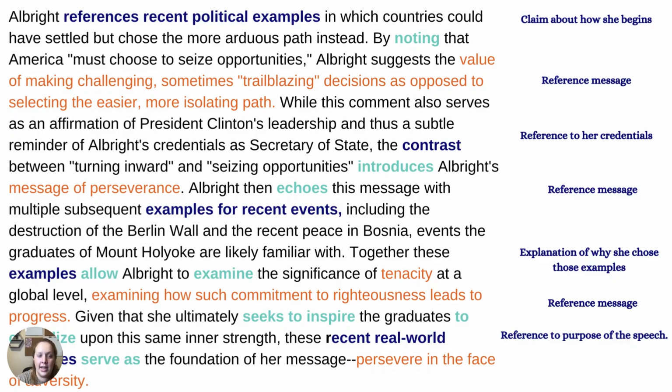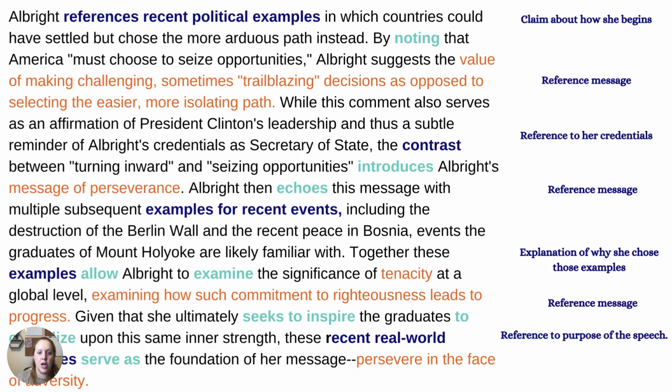Now, the orange there, that's talking about the message. You can see that there are different bits of orange throughout the whole paragraph. I referenced the message or purpose multiple times in different ways. I worked on using synonyms, but I also wanted it to be really clear, hey, here's why she's making the choice. Ultimately, she's trying to get them to realize the value of perseverance. So we want to make sure that we have that message, purpose, or argument.